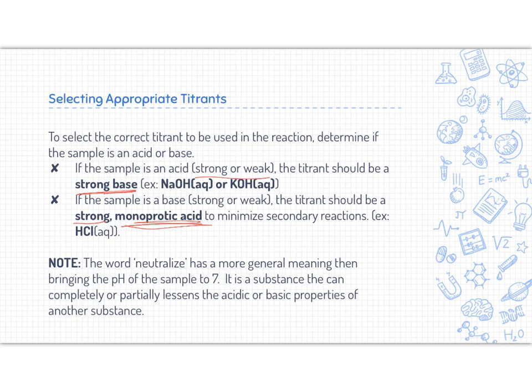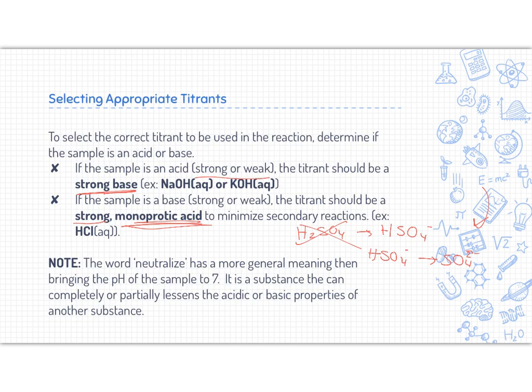Okay, the reason is, remember H2SO4, for instance, loses one H first and then a second H. So we don't want this reaction to be occurring at the exact same time as our neutralization reaction. So we use any of our strong acids except for H2SO4. Again, the word neutralize has a more general meaning than bringing the pH of a sample to 7. It is when the substance is completely or partially lessening the acidic or basic properties of another substance.